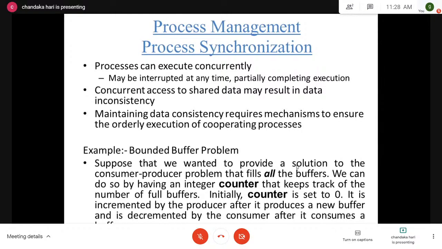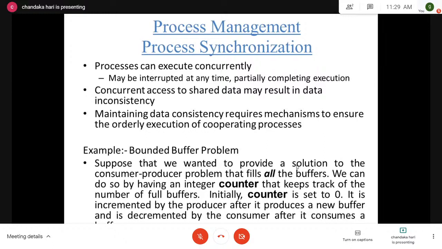Coming to the first one, independent. Two processes are said to be independent provided that while one is executing, it is not affected by any other processes. That implies there are no common resources shared between the processes. That is called independent process organization.